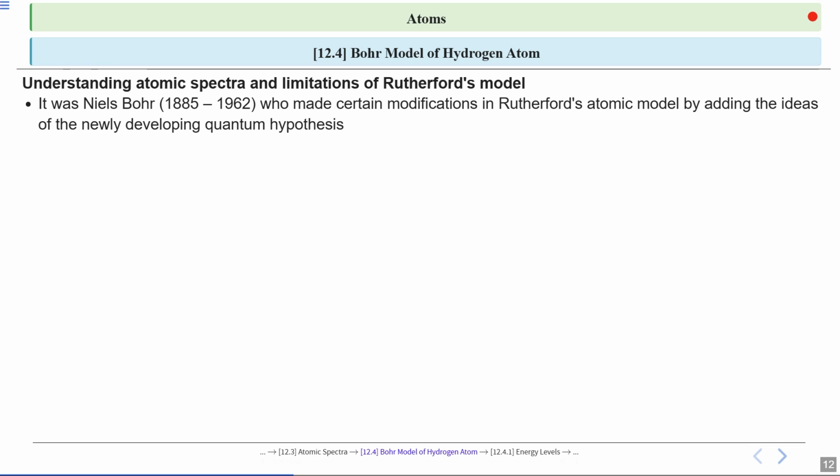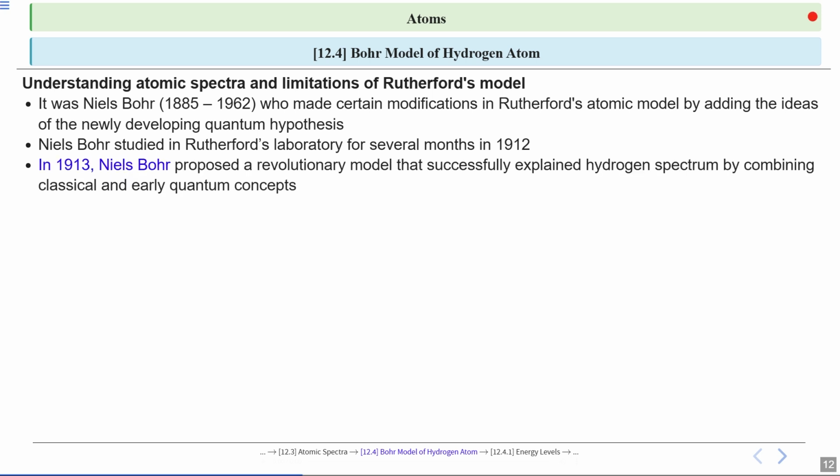It was Niels Bohr who realized that Rutherford's model couldn't explain why atoms emit only certain colors of light. Bohr introduced new ideas based on quantum theory, which was just starting to develop at the time. Notice that Bohr actually worked in Rutherford's lab in 1912. This close collaboration helped Bohr understand the strengths and weaknesses of Rutherford's model.